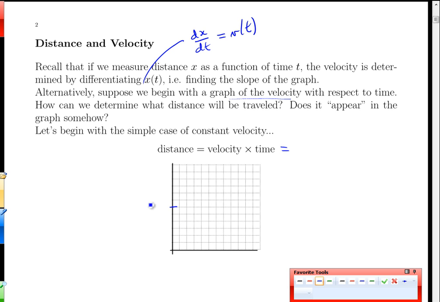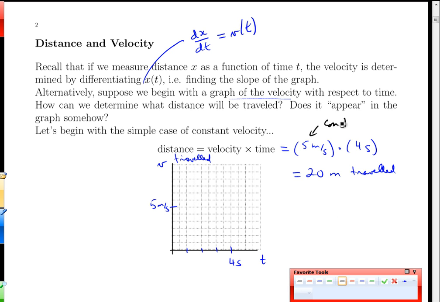Let's say we were moving at 5 meters per second. That was our velocity. And we did that for, say, 4 seconds. We know from basic physics calculations, or grade 9 science calculations, that the distance traveled is the velocity that we're traveling at, 5 meters per second, times the time we spend traveling, 4 seconds, and we would have a total distance of 20 meters traveled. And that's great if we have a constant velocity.